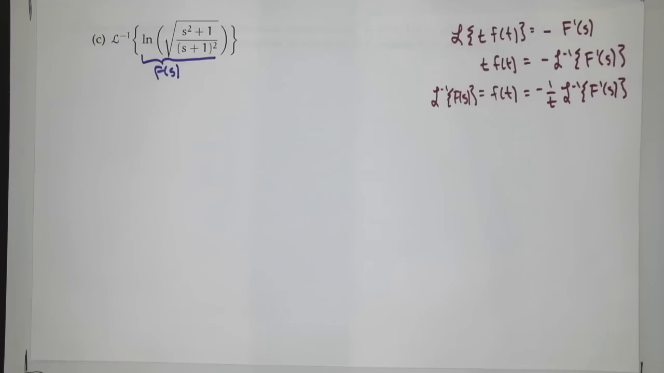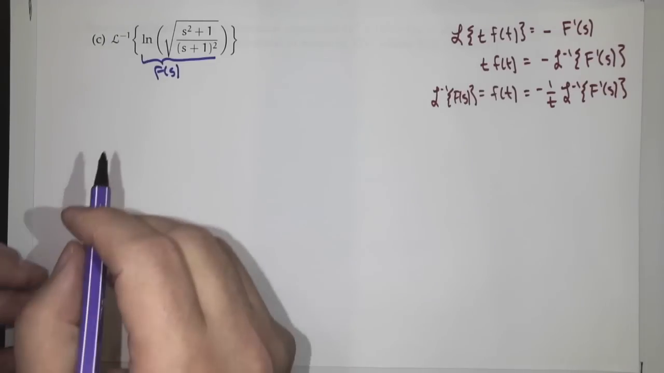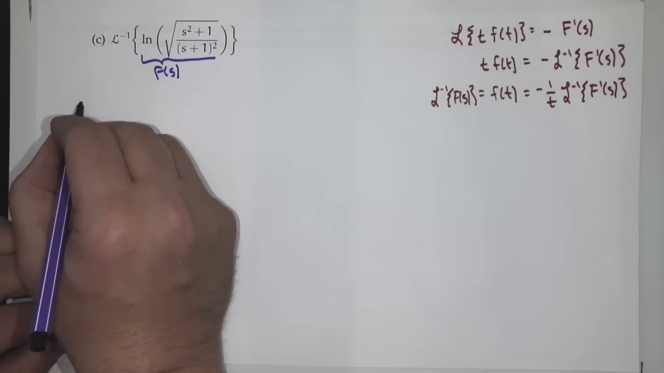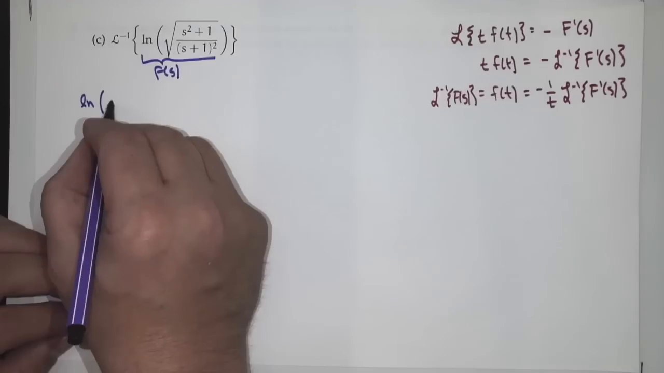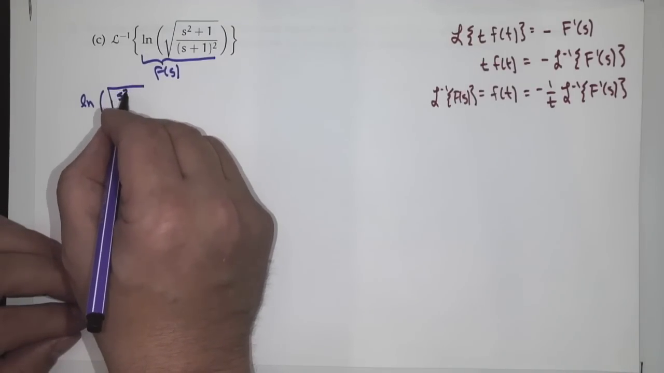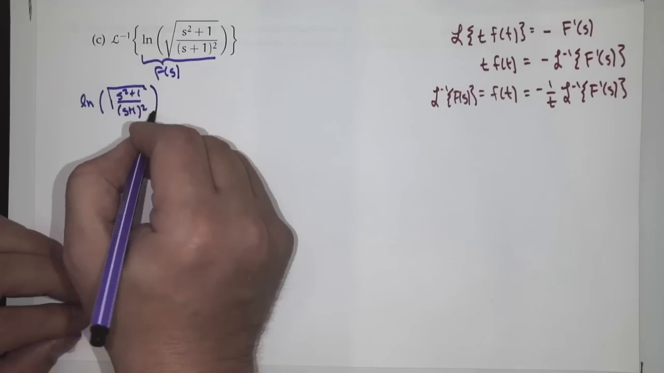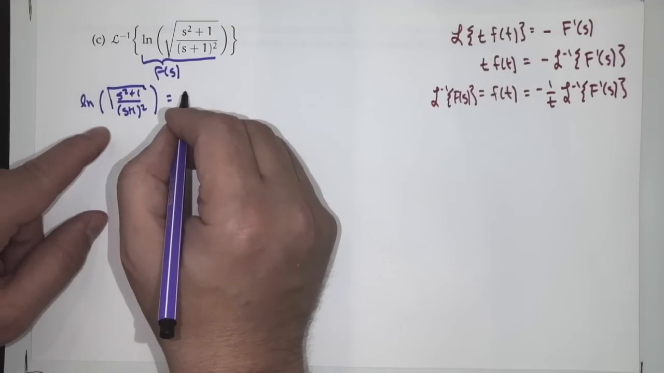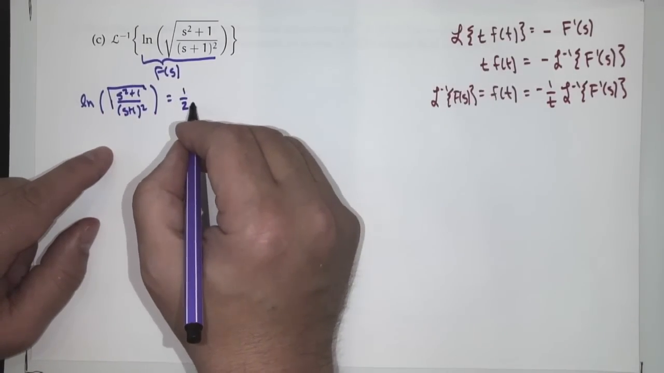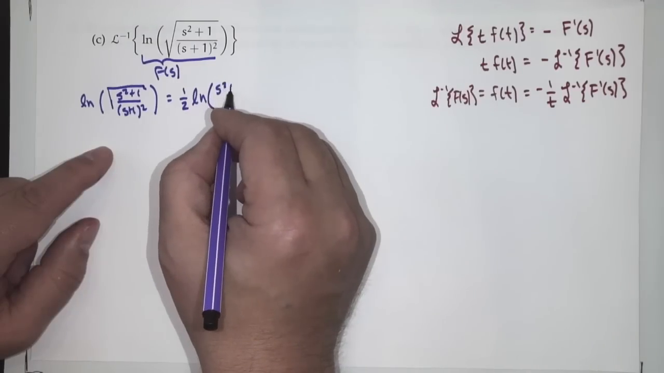We should simplify. Logs are built to simplify. That's why we wanted to study logs. So log of the square root of (s squared plus 1) over (s plus 1) squared. We're not doing any derivatives here. We're just pulling it apart. The square root can come down as a half. We'll just do that at first.